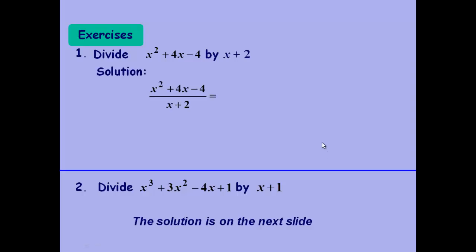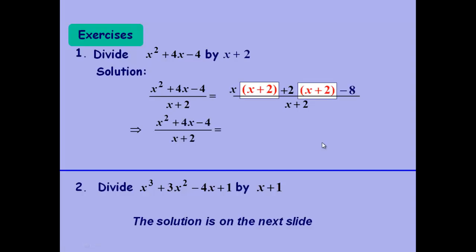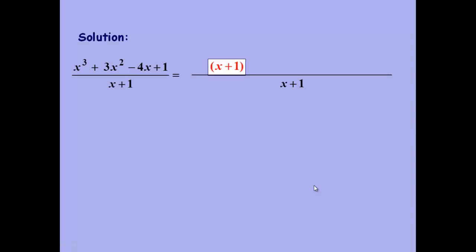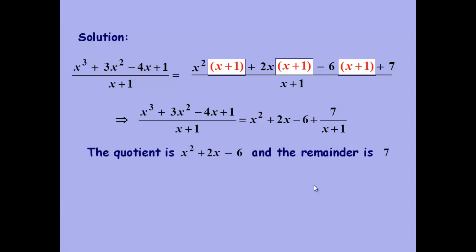Okay, this is what you should have got for the first one. Working through the process, split everything up. Quotient of x plus 2, remainder of minus 8. For the cubic, work through it, correcting the terms as we go through. And we should end up with a quotient of x squared plus 2x minus 6 and a remainder of 7.